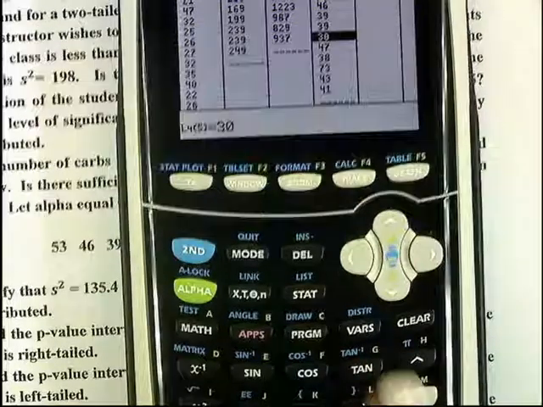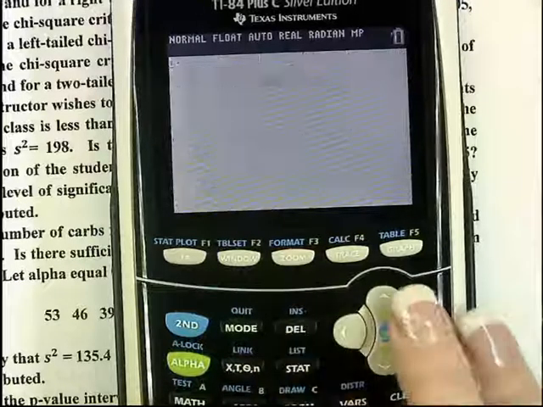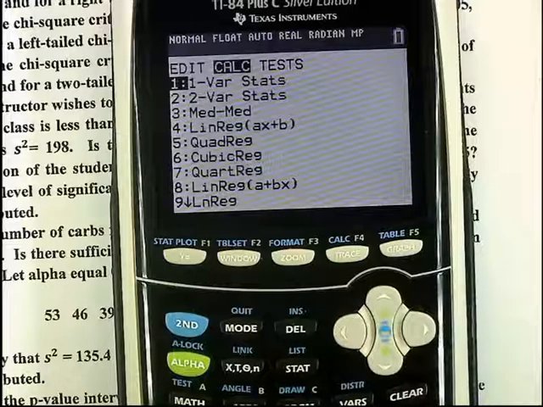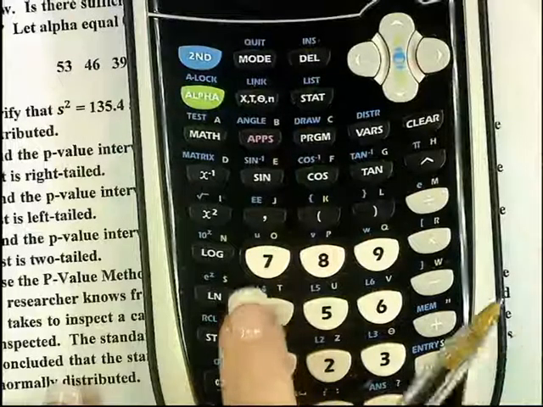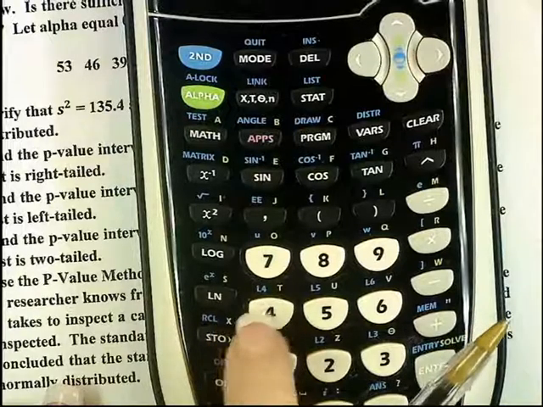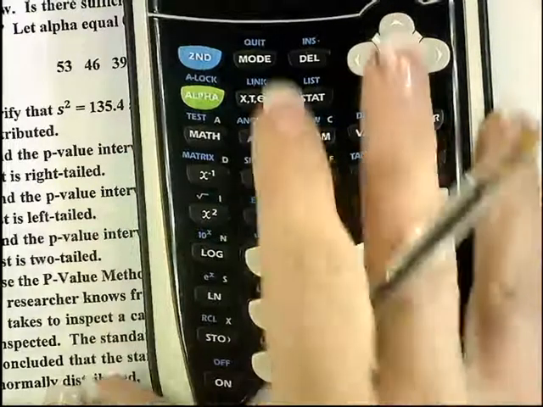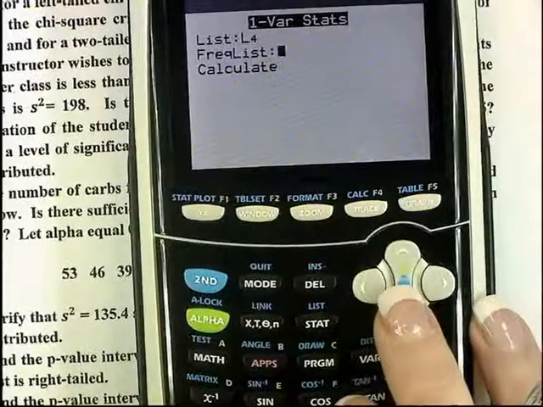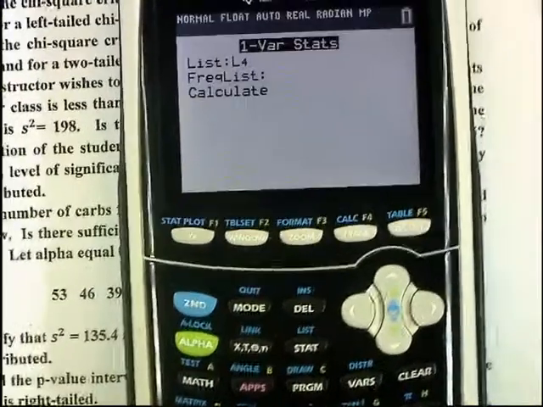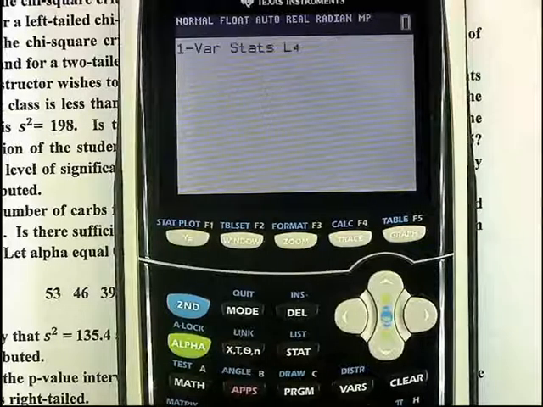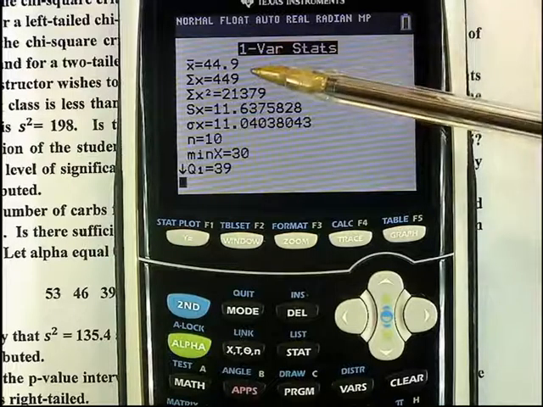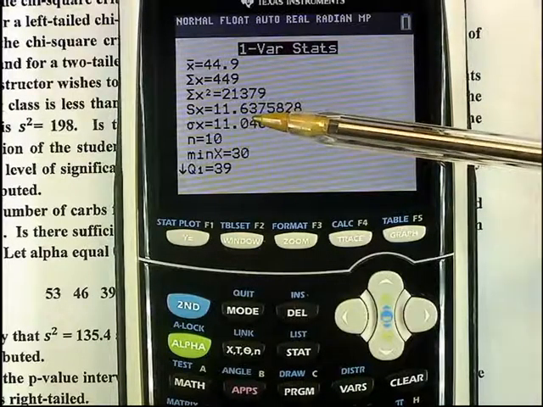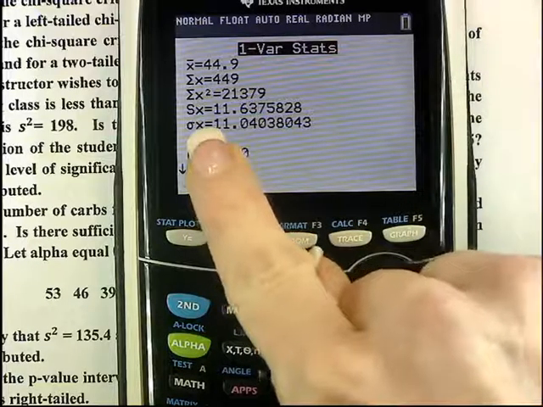And then we would go to stat, arrow over to calculate one variable statistics. And I tell the calculator I put mine in the L4 column, and I get L4 down here. It's above the number 4. It's in blue, so I press second number 4. You may use column L1 and then calculate. Leave frequency list blank. And the sample mean I don't really care about, but we do need sample variance. Notice that this is sample standard deviation.